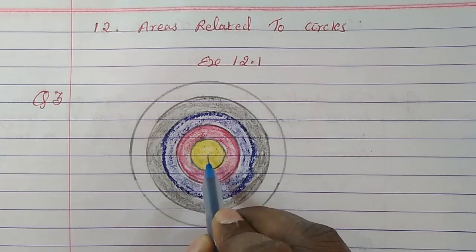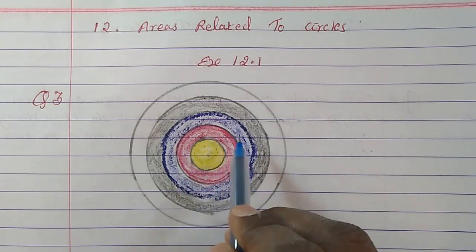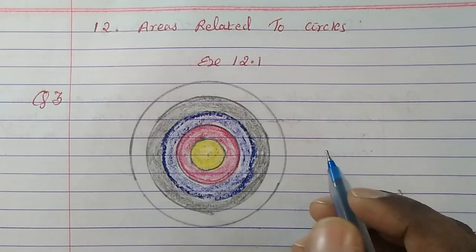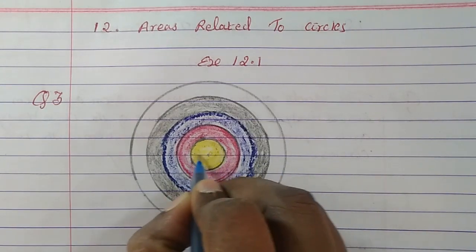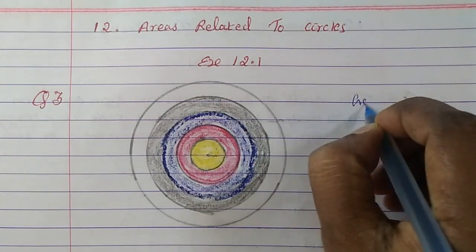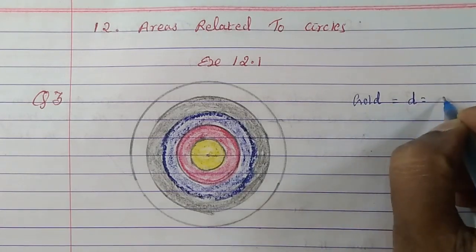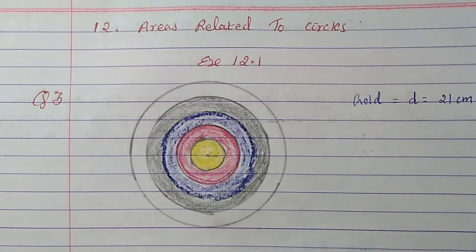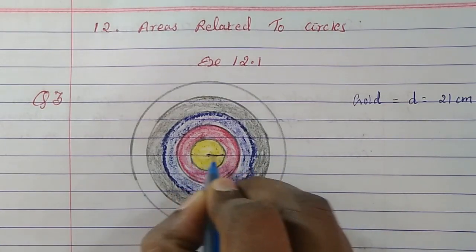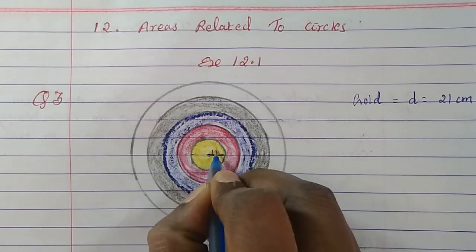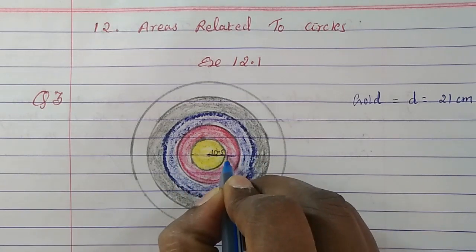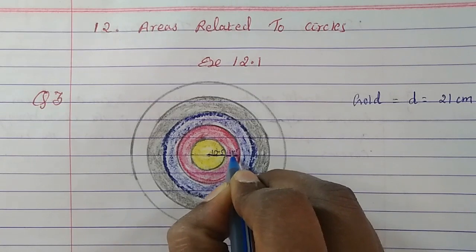The area of this yellow color region, area of this red color region, area of this blue color, area of this black and this white. And the measurement that is given to us is the diameter of the gold ring. I'll write it down here separately. For gold, the diameter is 21 centimeter. And then the width of each ring. So for example, if this whole thing's diameter is 21, the radius will be how much? 10.5.